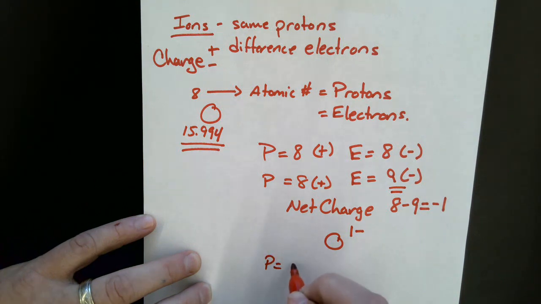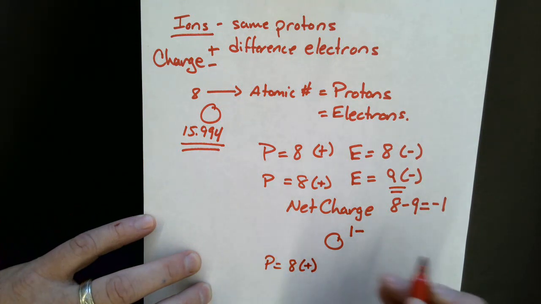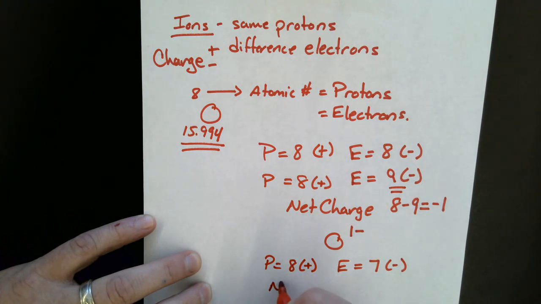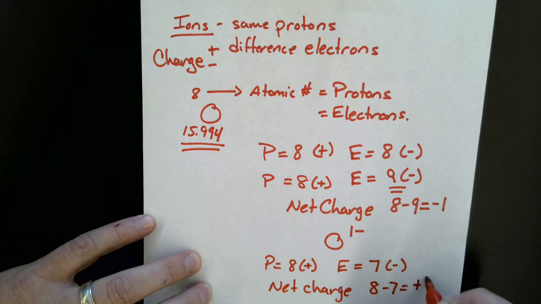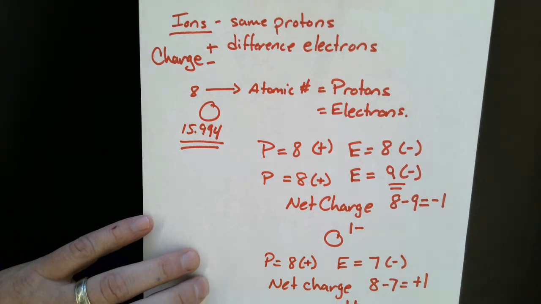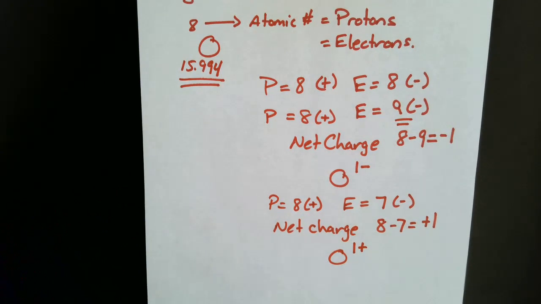What happens if, for whatever reason, not that oxygen likes to do this, well, let's say it loses 1. Now we have a net charge of 8 minus 7, which is a positive 1. That would look like a 1 positive charge for oxygen. Sorry about that. That would look like a 1 positive charge from there.